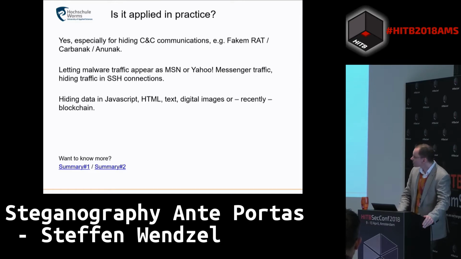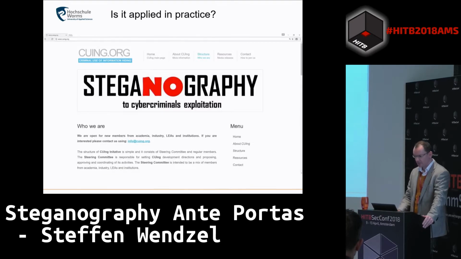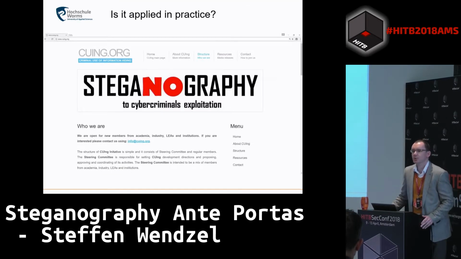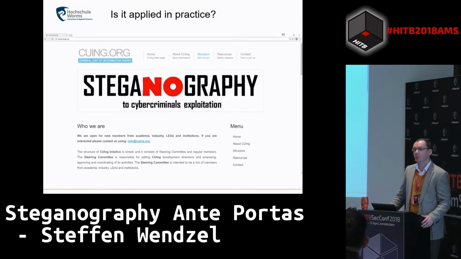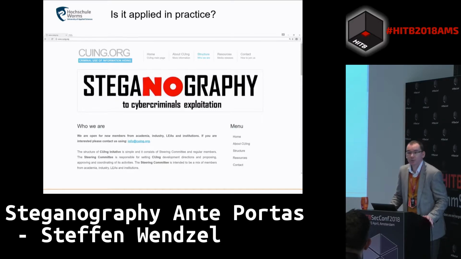If you would like to see a summary, I put 2 links there to summaries. However, what they do is basically letting their traffic appear like it is something else, like messenger traffic or SSH traffic, and they hide the data in this kind of traffic. We funded a Europol-supported initiative called CUING, Criminal Use of Information Hiding, to track what is actually happening in that domain, and also to share knowledge about steganography. So if you're interested, let me know, and maybe you want to join.